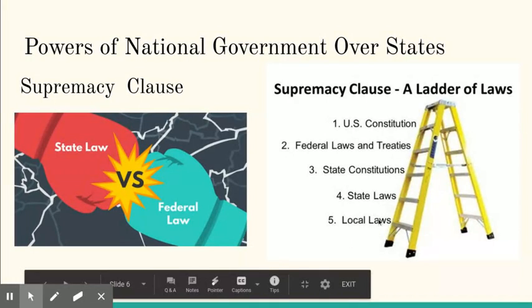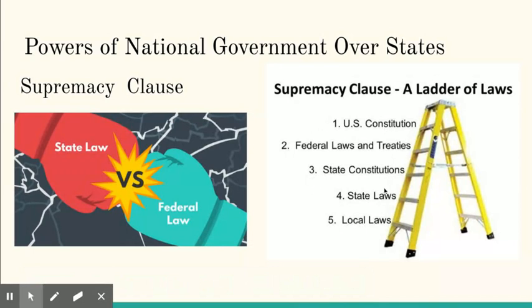Local laws cannot contradict the U.S. Constitution. State laws cannot contradict the U.S. Constitution. State constitutions, you get it. They cannot go against the U.S. Constitution because it reigns supreme. It is at the top of the ladder of laws. They build upon each other, but at the top, it's the U.S. Constitution.